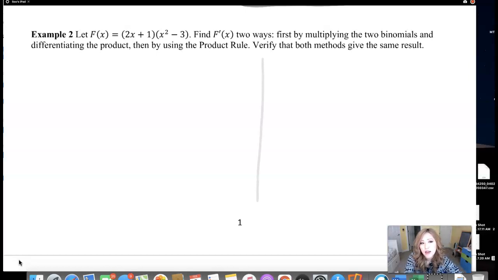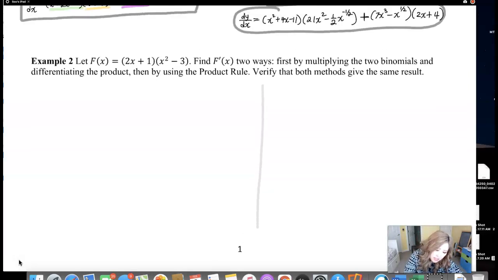So it says a big f of x is equal to, let me go ahead and highlight this. 2x plus 1 times x squared minus 3. They said find f prime of x in 2 ways. First, by multiplying 2 binomials. So I'll do that one over here.